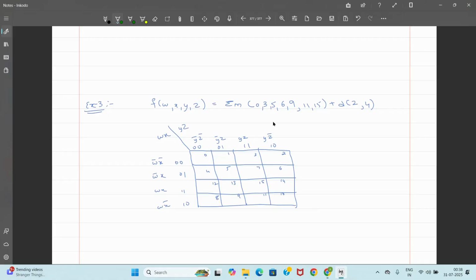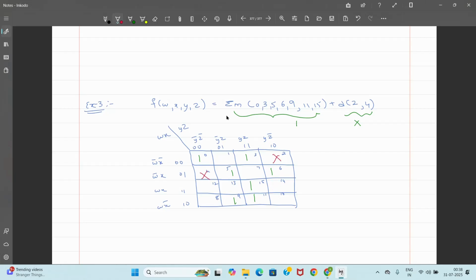So first, whenever a question like this is given, first you have to enter these numbers as ones and these numbers as x. Okay, so I'll enter these numbers 0, 3, 5, 6, 9, 11, and 15, whereas the don't care terms are 2 and 4.